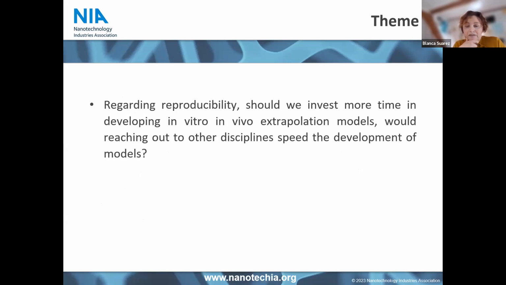Regarding reproducibility, should we invest more time in developing in vitro to in vivo extrapolation models? Do you think we may have a lack of expertise here, or maybe we need to reach out to other disciplines to speed the development of models?